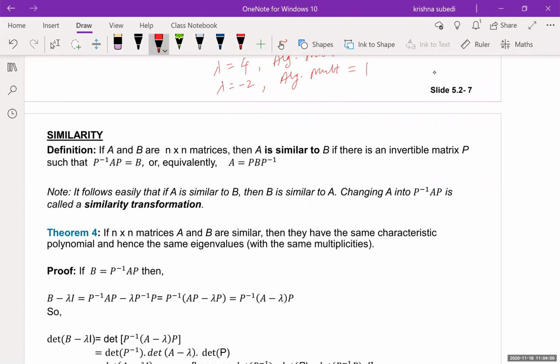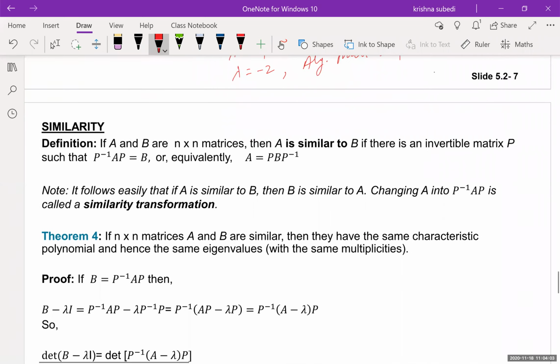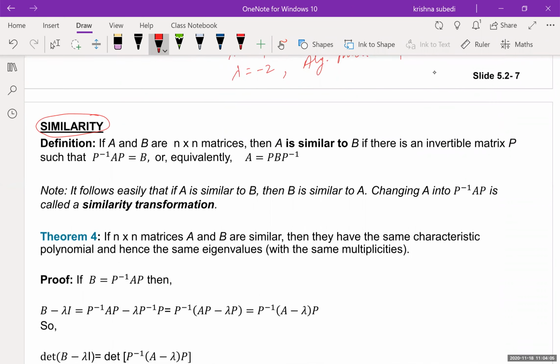Okay, so the next concept that we'll be talking about is similarity. This is a very important concept for the next topics that we'll be doing in section 5.3. So what is similarity? Let us look at the definition. If A and B are n by n matrices, then A is similar to B if there is an invertible matrix P such that P inverse AP equals B, or equivalently, A equals PBP inverse.